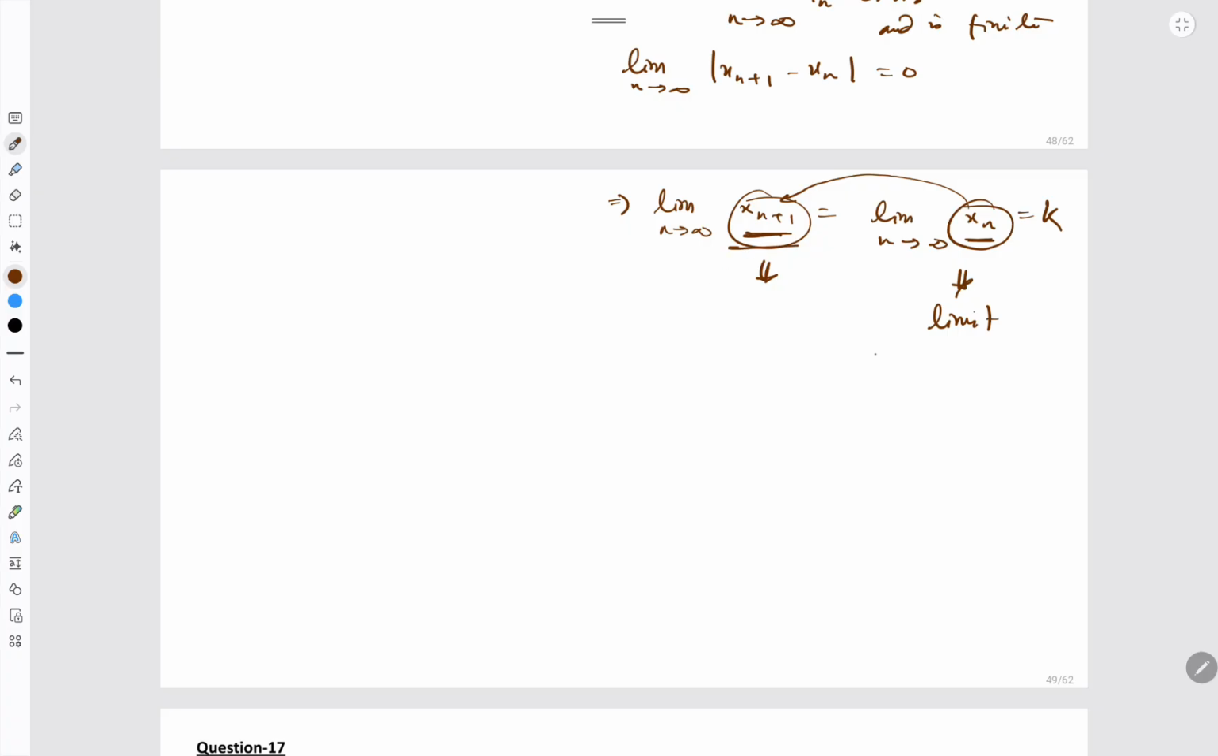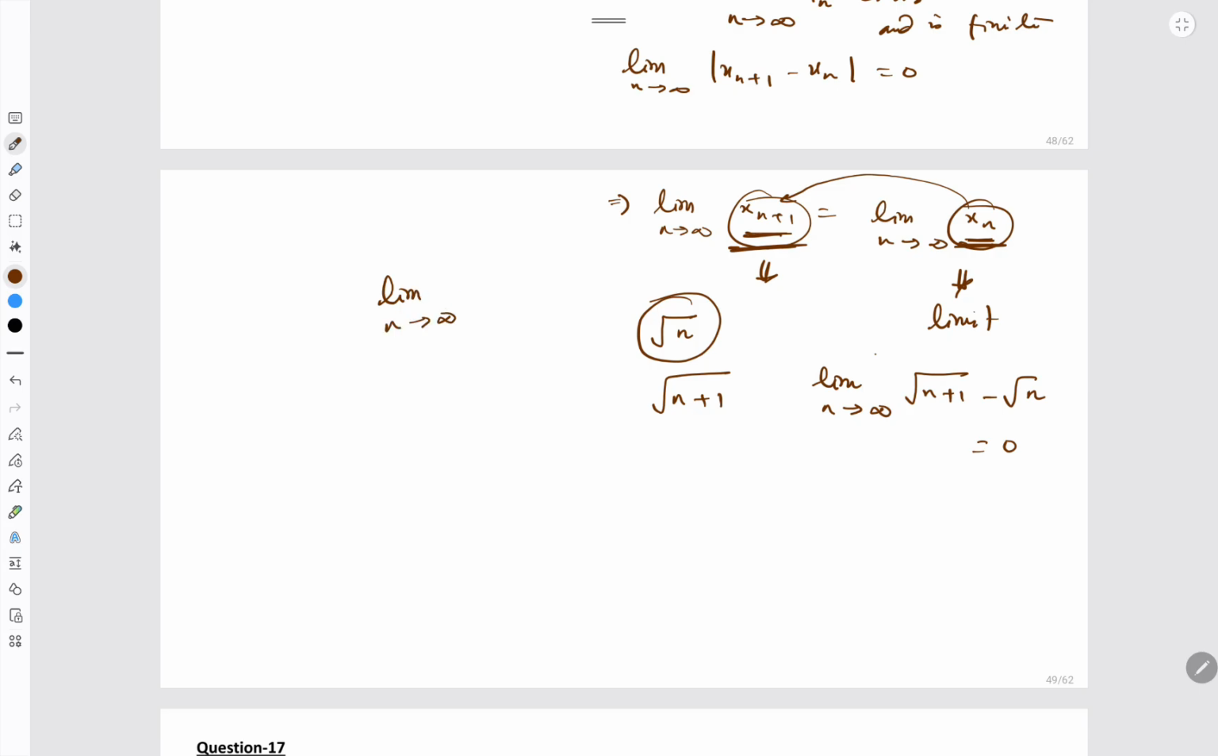But it might happen that these two values are the same but they are of infinite types, they are infinities. Let's say for example square root of n and square root of n plus 1. Limit n tends to infinity, square root n plus 1 minus square root n is 0. But is this converging? Is limit n tends to infinity, square root n converges? No, right? It is getting infinite. But this limit is 0.